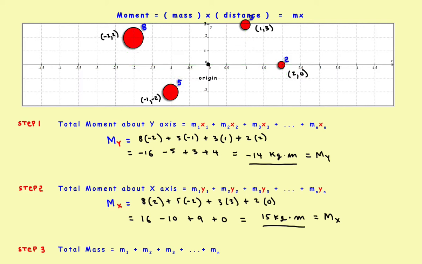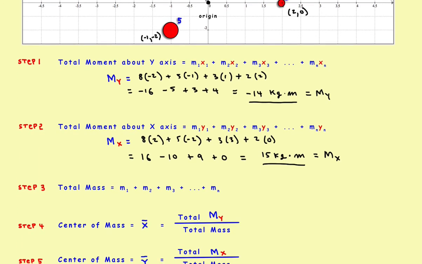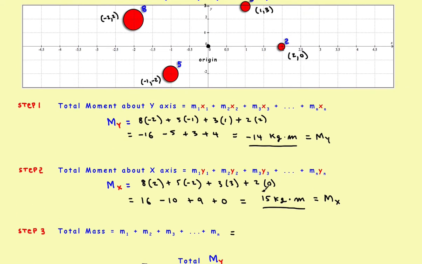Okay, the next thing you want to do, and we'll just continue through the process here, is to find the total mass of the system. Well, that's just going to be the first mass plus the second mass plus the third mass plus the fourth one. So we'll go ahead and put that down here. So the first mass was 8 kilograms. Second mass was 5. Third mass was 3. And the last one was 2. So if I add all that up, I'm going to get 18 kilograms. And this is the total mass of the system.